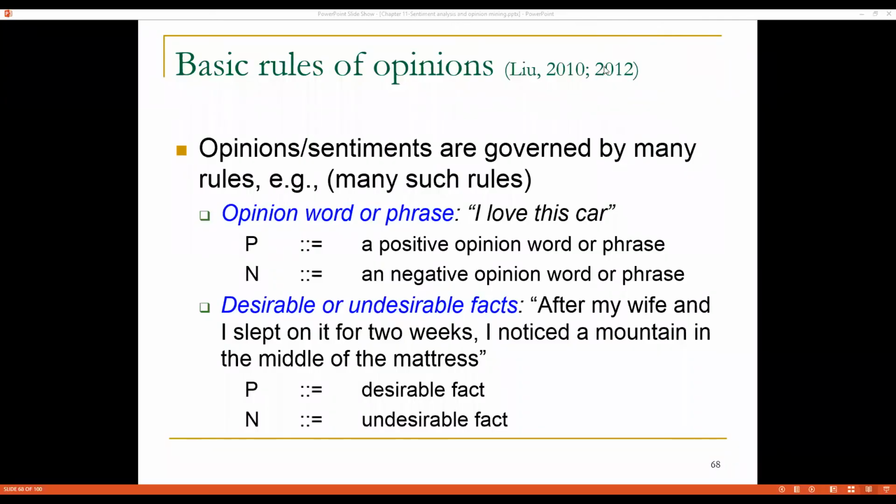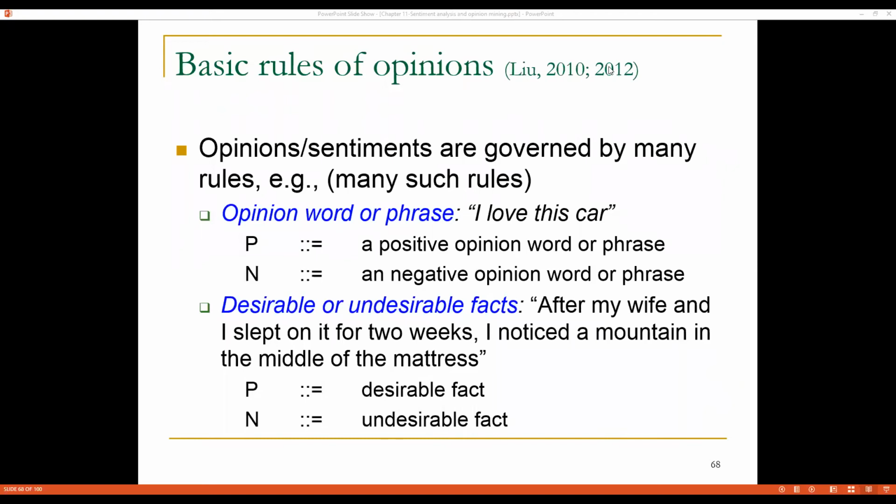So opinions and sentiments are governed by many rules. P is defined by a positive opinion, word, or phrase. N is defined by a negative opinion, word, or phrase. That's for opinion, word, or phrase. There are also desirable or undesirable facts.